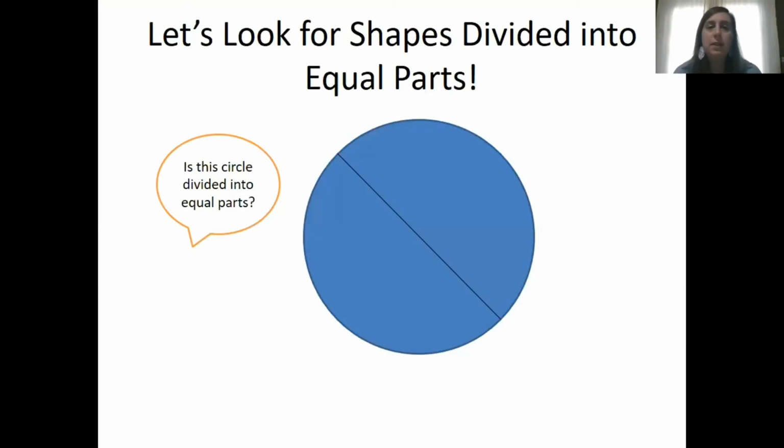So take a look at this circle. Is the circle divided into equal parts? Yes or no? What do you think? Yes, your thumb should have been up. These are 2 equal parts.